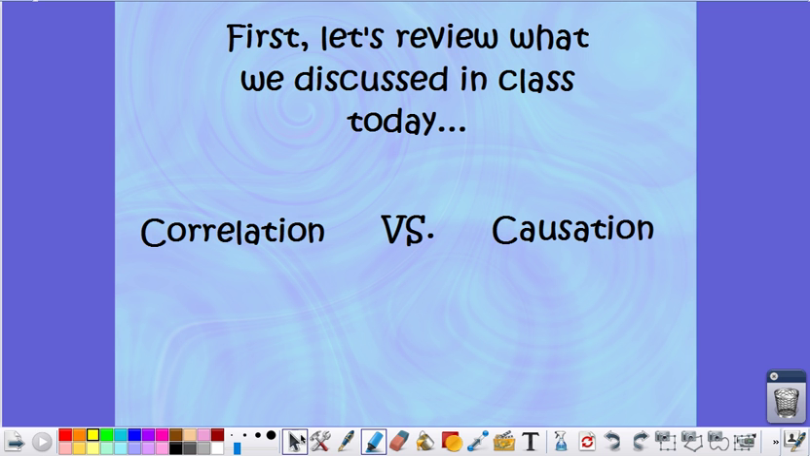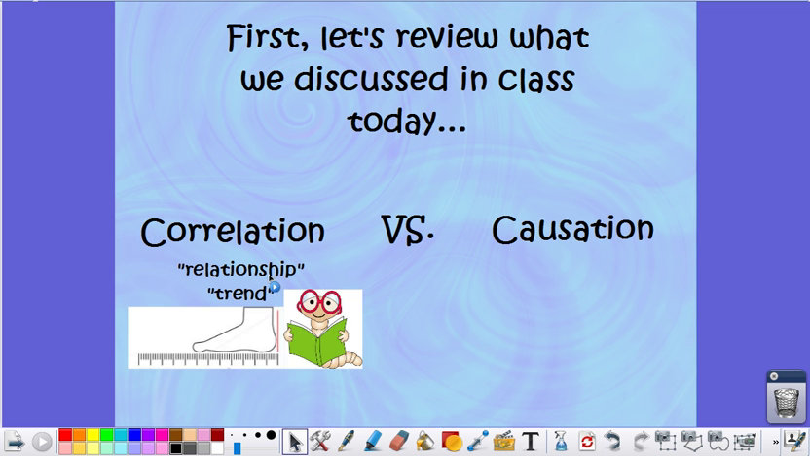We talked about the differences between correlation and causation. Although the words sound similar, they are a little bit different. Correlation means that there must be a relationship or a trend. So we talked about an example in class where there was a trend between shoe size and reading level. It appeared that the higher the shoe size, or as shoe size increases, so did the reading level. Now, just because there's a relationship or a trend between these two things does not necessarily mean there is causation.